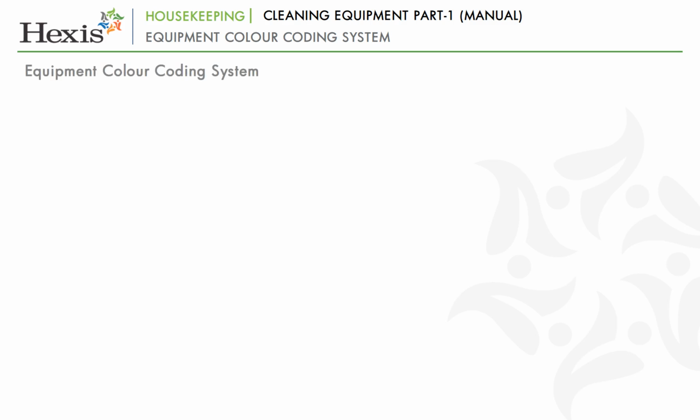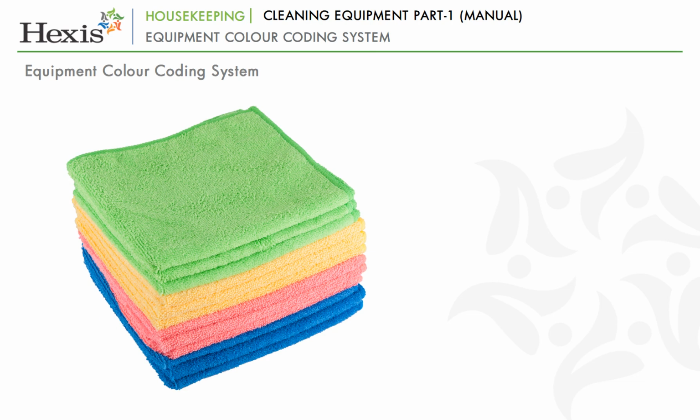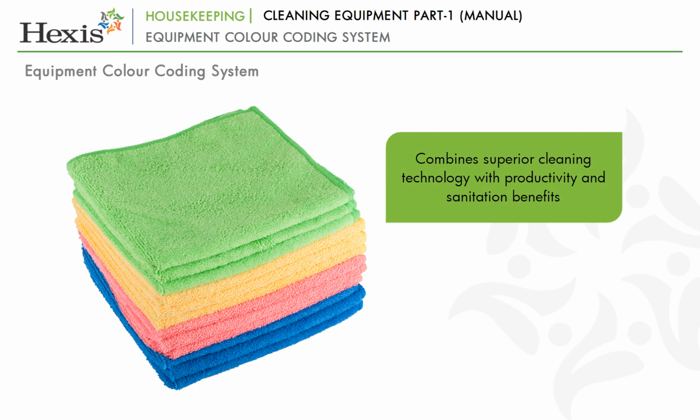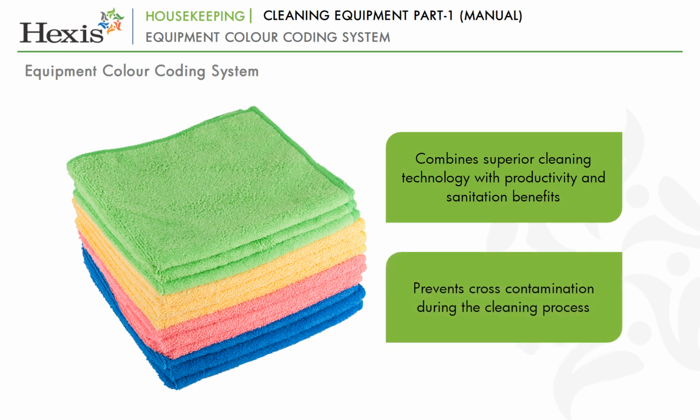Now let's take a closer look at the color coding system. The color-coded cleaning system is being used effectively in all establishments to combine superior cleaning technology with productivity and sanitation benefits. The main aim of an equipment color coding system is to prevent cross-contamination during the cleaning process. It is vital that a system forms part of employee training program. Although some companies will adopt systems that incorporate other colors, it is extremely important that once the color has been designated to a particular area, that it is strictly adhered to at all times.